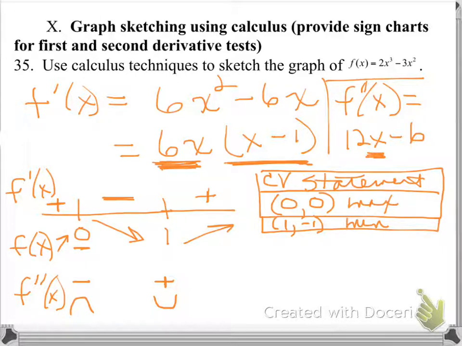Okay, I'm now ready to graph this. So look at your original function. I know that the y-intercept is going to be right here at 0. That also is my max of my function. I know the minimum is going to be right here. So if this is my max and that's my min, when I graph it, I get that.